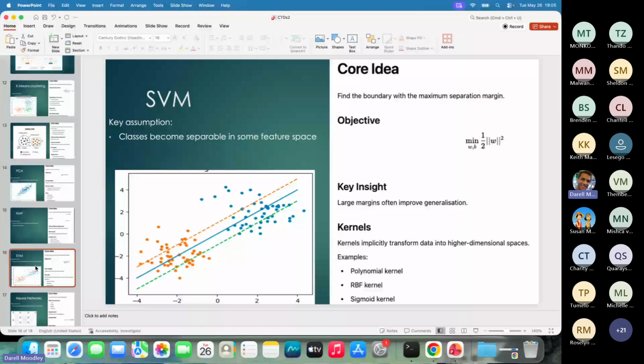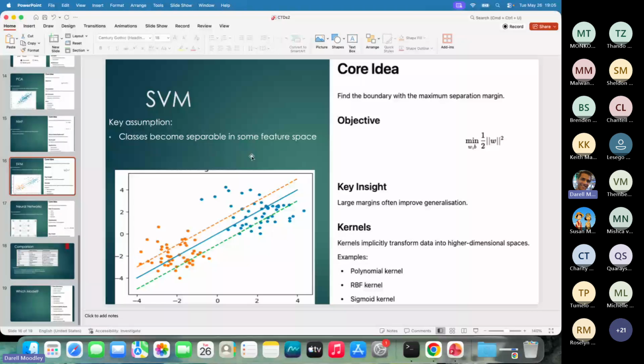Okay, two more models, SVM and neural networks. Okay, now SVM, this diagram kind of summarizes it. What you're trying to do is find the best orange dashed line and the green dashed line that can separate your classes.